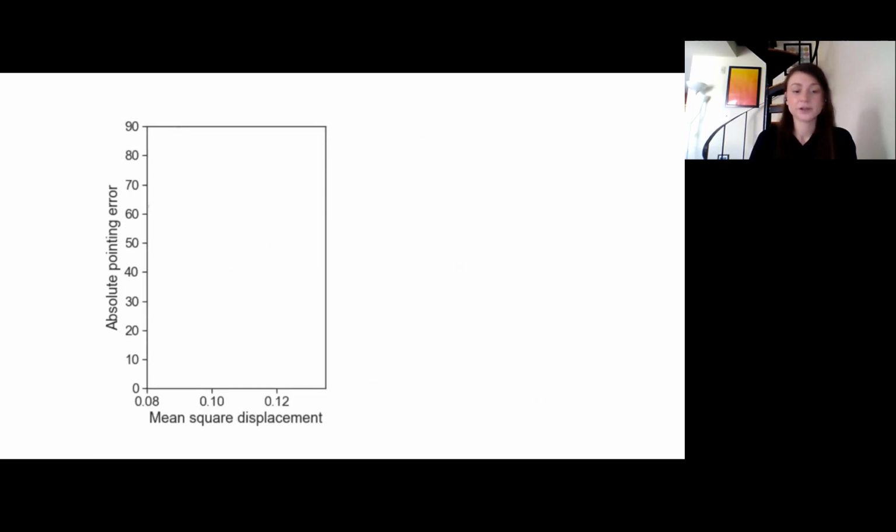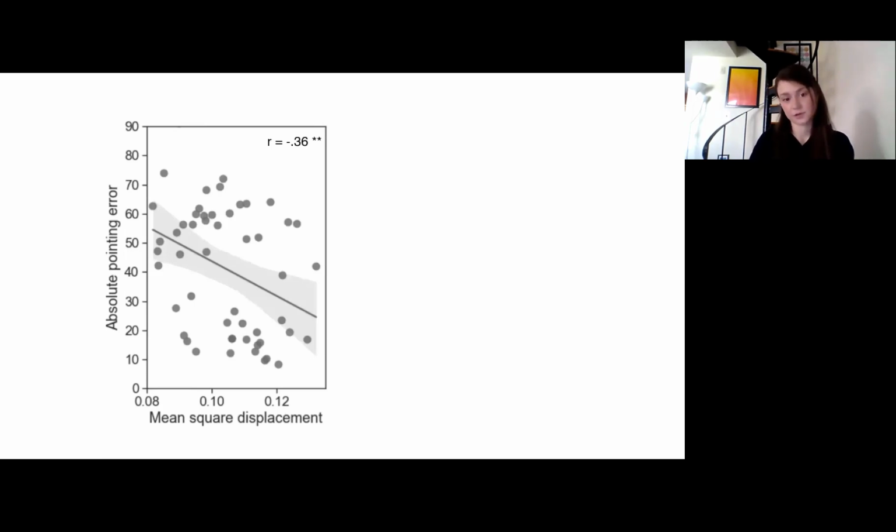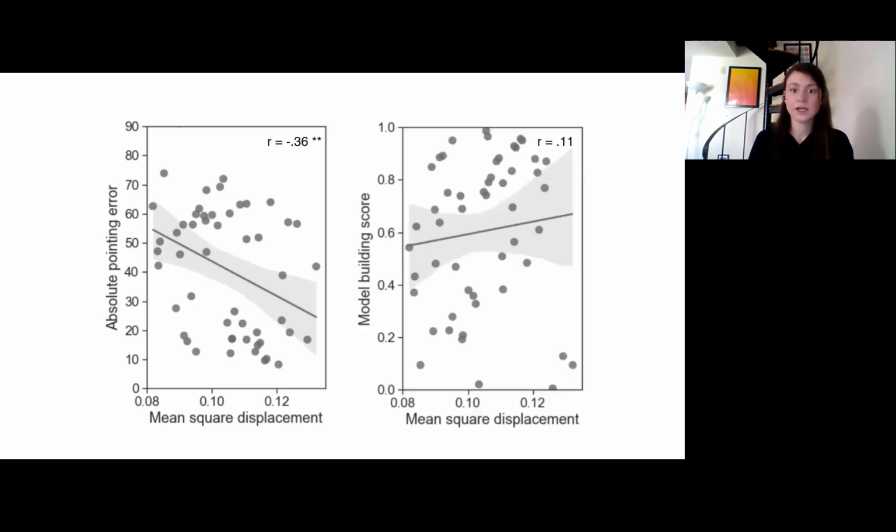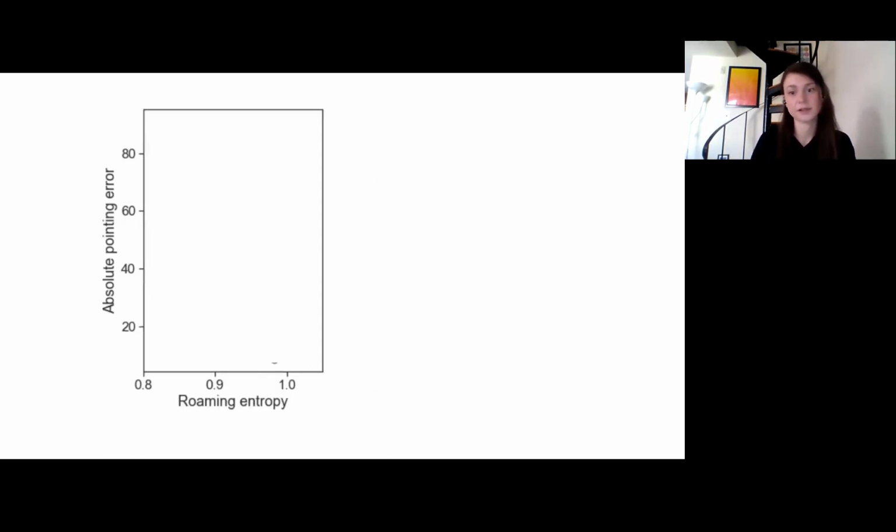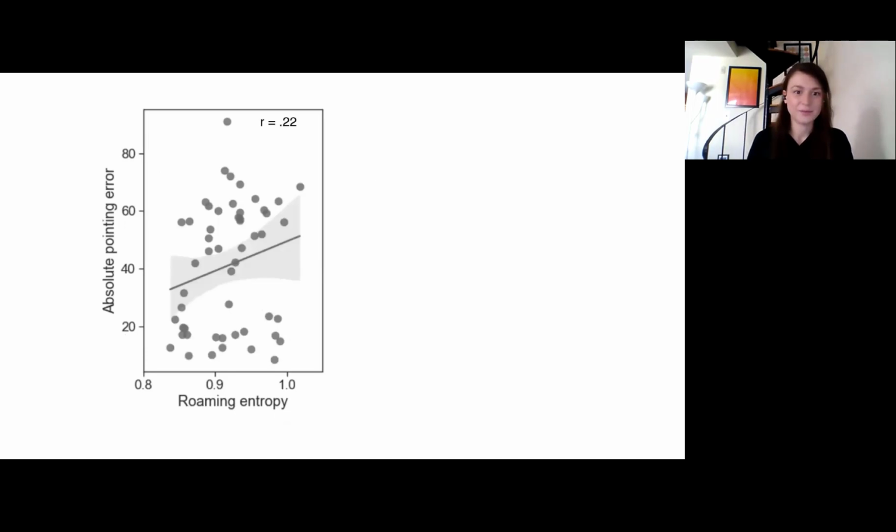But again, now looking at mean square displacement and pointing error, there was also a significant relationship in the same direction as before. And again, not really with the map building score. So even the displacement measure didn't really capture anything about the map building. And then finally, roaming entropy as before.